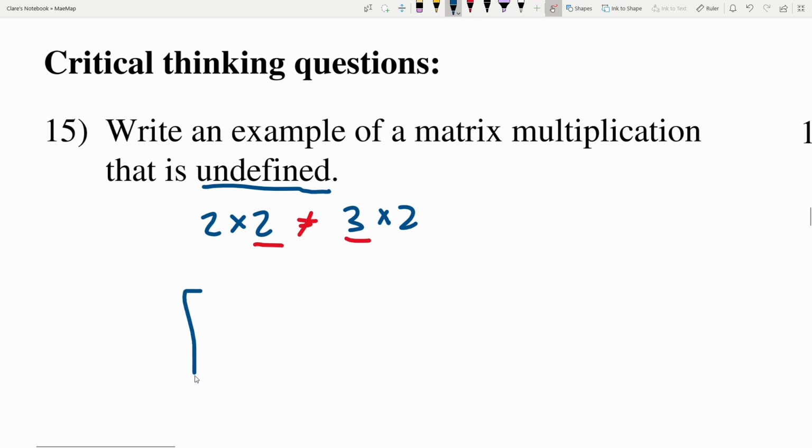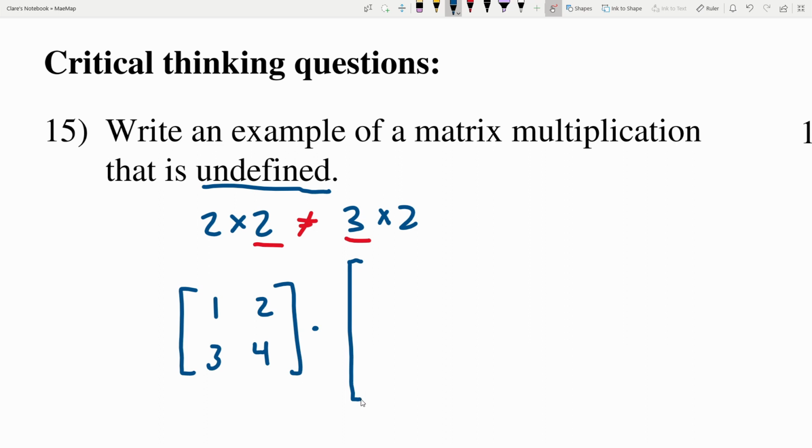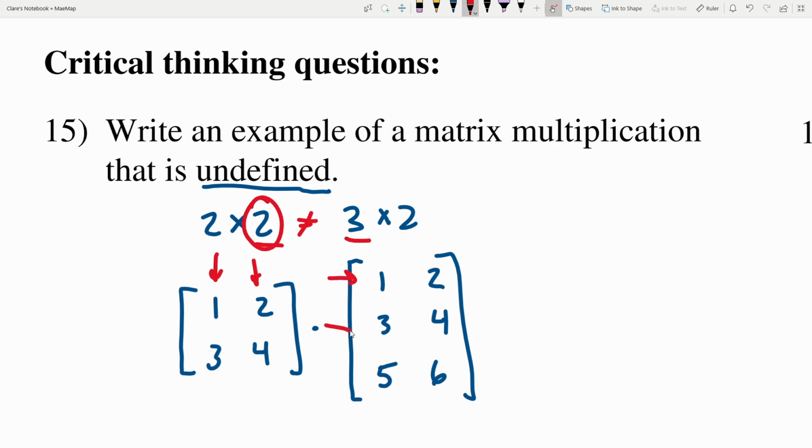So just pick a 2 by 2 matrix. Let's say 1, 2, 3, 4. Or you could even do 1, 3, 2, 4 or 5,000, 2,000, 102. Doesn't matter, just fill it in. And then try to multiply that by a 3 by 2, so we need 3 rows and 2 columns. So I'll do 1, 2, 3, 4, 5, 6. Because the number of columns in my first matrix does not match the number of rows in my second matrix, this is undefined.